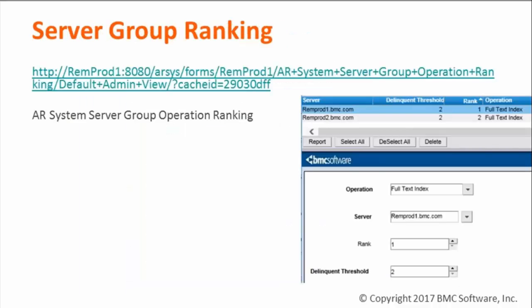And when ranking servers in the server group, the primary FTS indexing server should be ranked 1 for FTS, and if a secondary indexing server exists, it should be ranked 2. Only the index server should be ranked in the server group operation ranking form.